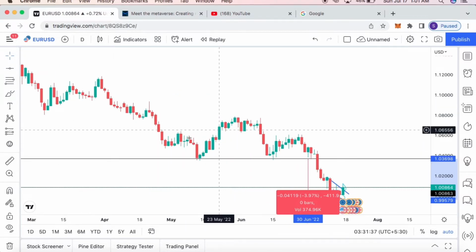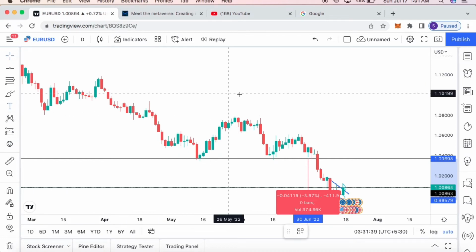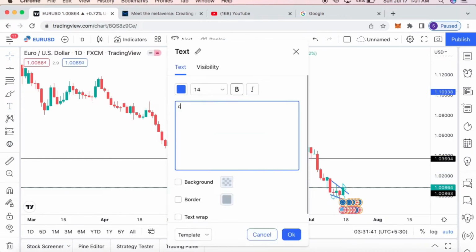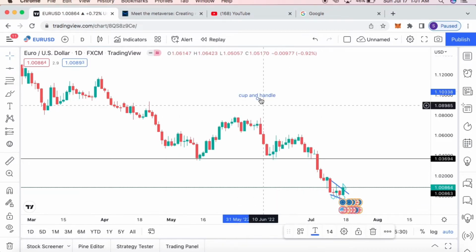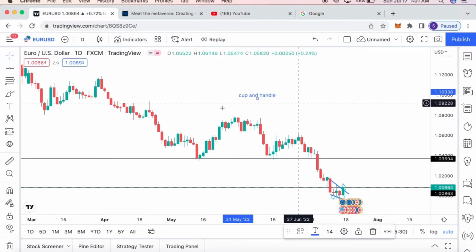So this is another pattern, guys. This is a cup and handle. So this is a cup, this is a cup and handle pattern. So this is our second pattern, you see. So you don't need to be in the markets every time, guys, analyzing and all that.